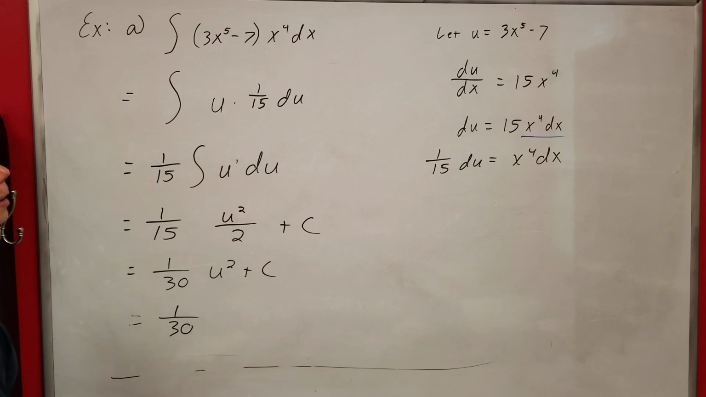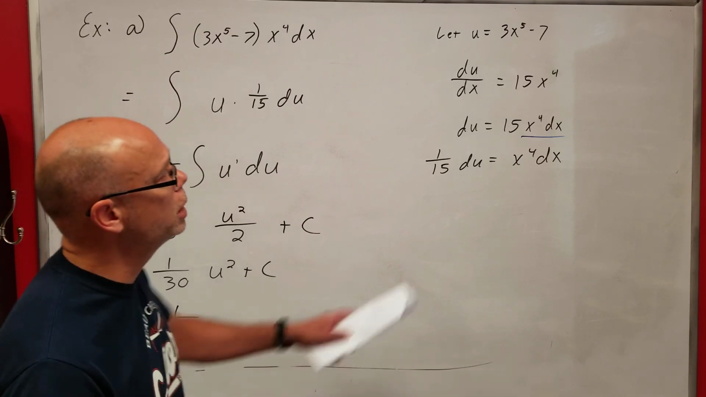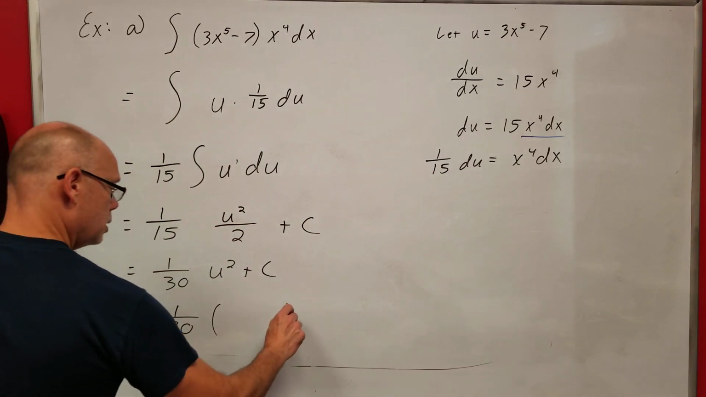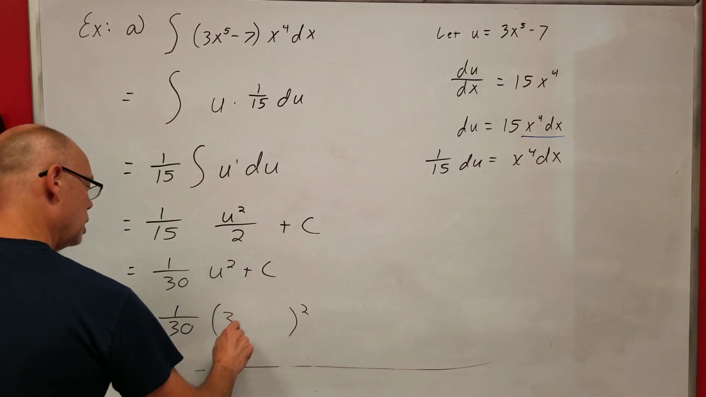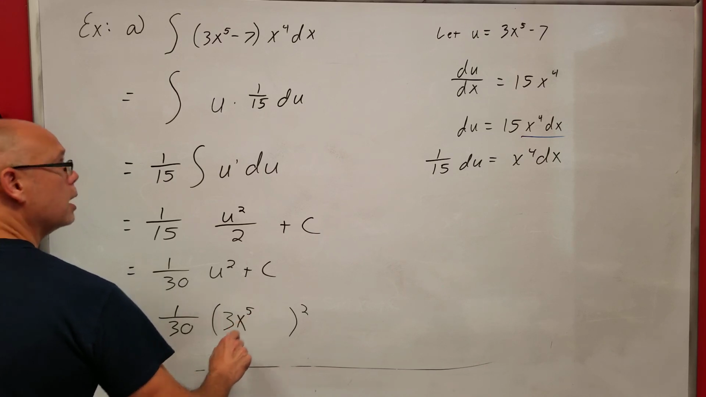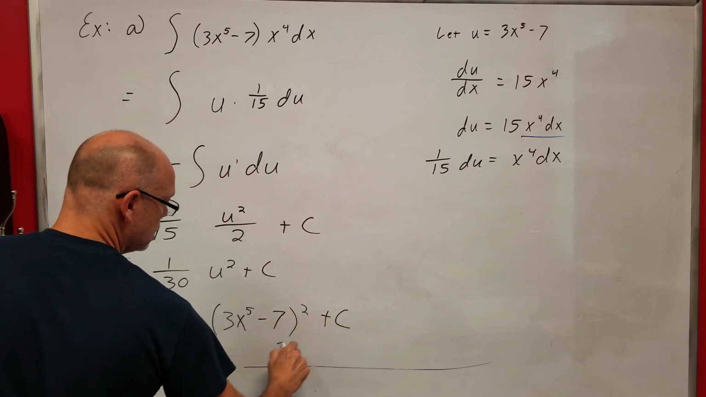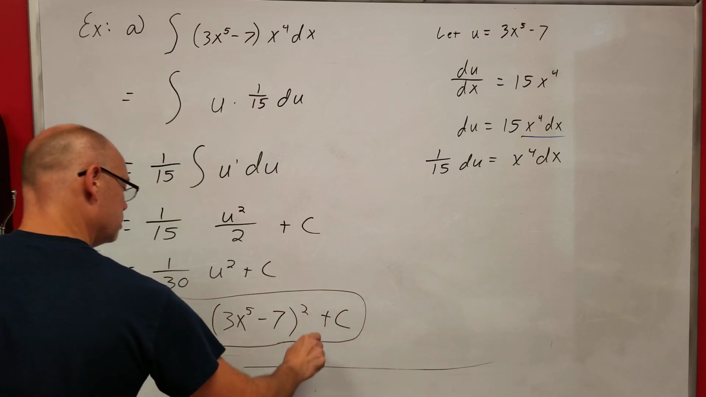times u squared. Let's back substitute. What was u again? 3x to the fifth minus 7. So instead of u squared, I'm going to write 3x to the fifth minus 7, squared. Don't forget that plus c at the end, very important. There we go.